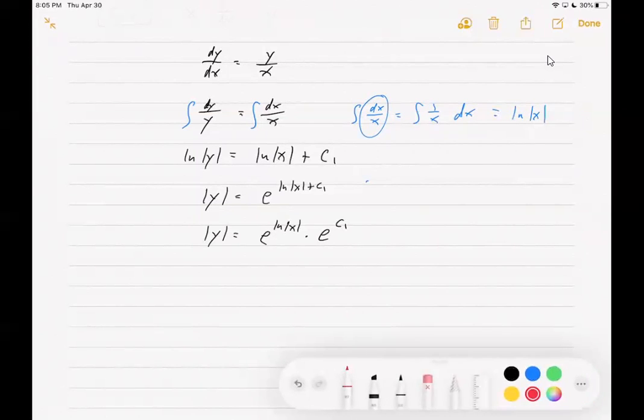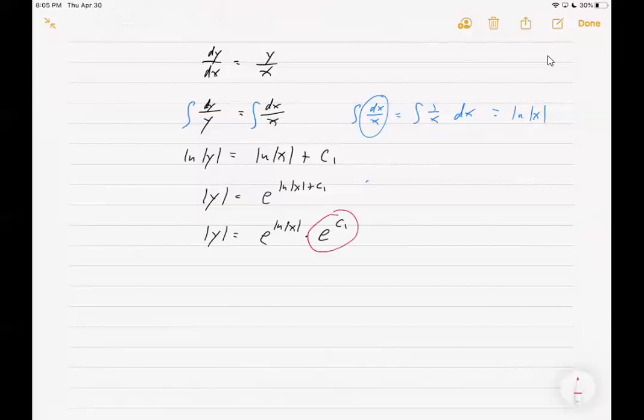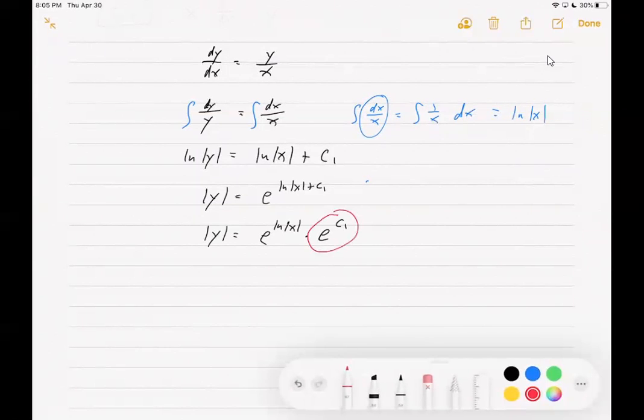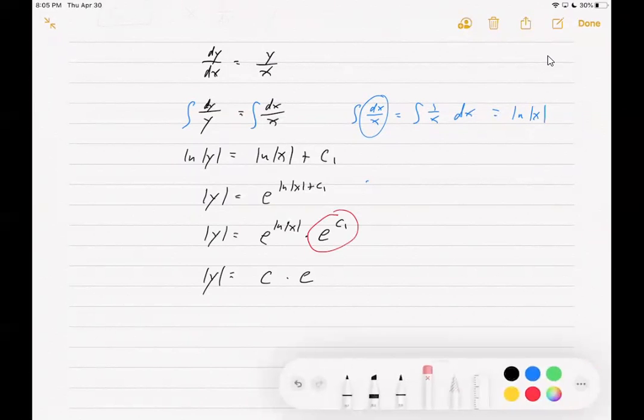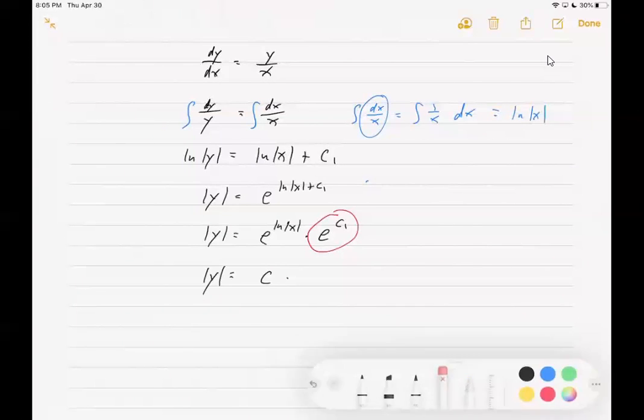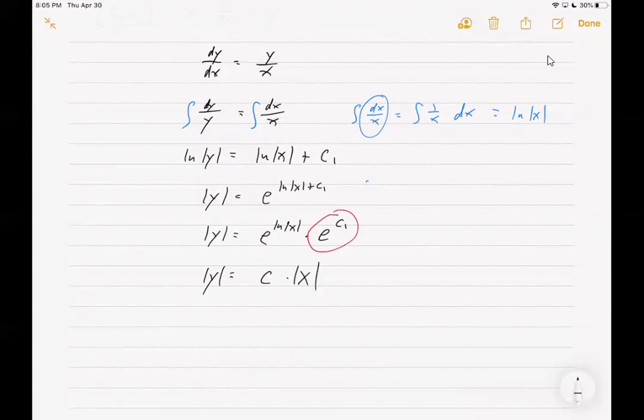And remember that this is just another constant. So we can rewrite this whole thing as absolute value of y is equal to that constant c times e raised to the ln of absolute value of x, which is just absolute value of x. Okay. Now this is a little tricky. We have to figure out what to do with all the plus and minus cases.